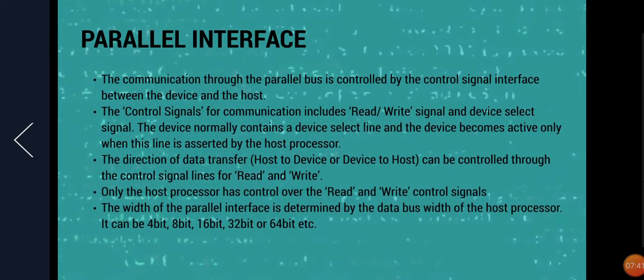The communication through the parallel bus is controlled by the control signal interface between the device and the host. The control signals for communication include the read or write signal and the device select signal. The device normally contains a device select line and the device becomes active only when this line is asserted by the host processor. The direction of data transfer can be controlled through the control signal lines of read and write. Only the host processor has control over the read or write control signal.